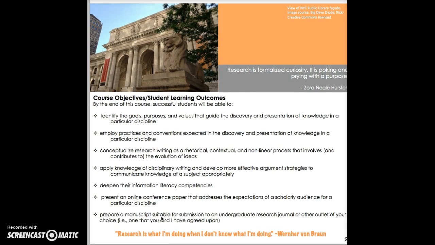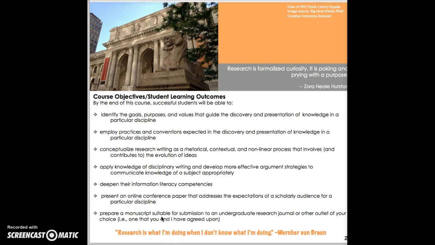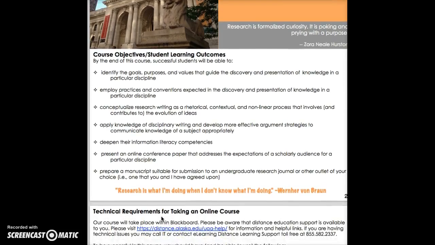I'll ask you to read through these course objectives, the student learning outcomes. I've worked hard to make sure that these course and student learning outcomes are what the course is guiding you toward. So they're not some inconsequential piece of documentation. They really give you a map for where we're going. So please take a look at those.